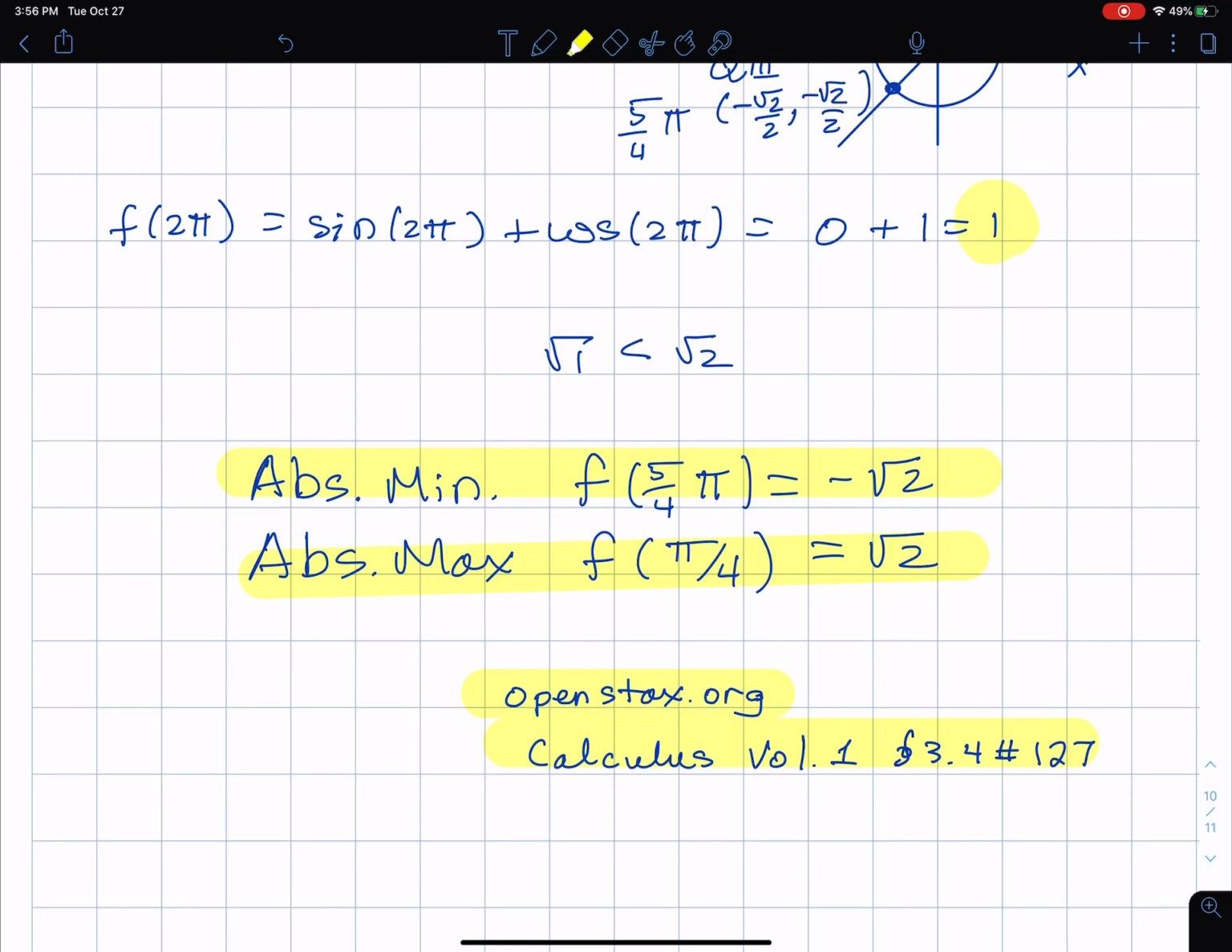OpenStax.org. It's open source. Why should education cost money? I mean, you make a calculus book, and especially, anyway. So, I mean, it's free.